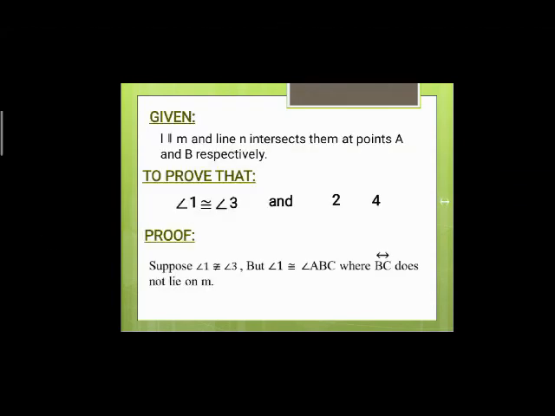Here is some mistake over here, and then you know easily that angle 1 is congruent to angle 3 and angle 2 is congruent to angle 4. Now, what we are supposed to prove: here we again use an assumption. We assume that angle 1 is not equal to angle 3, but angle 1 is congruent to angle ABC, where BC does not lie on the line M. This is what we assume, that angle 1 is not equal to angle 3. Now we start the proof.